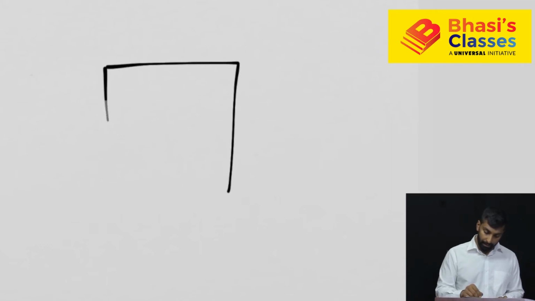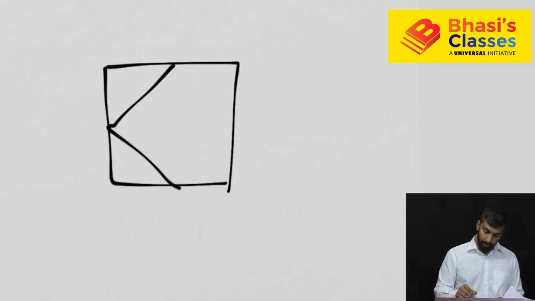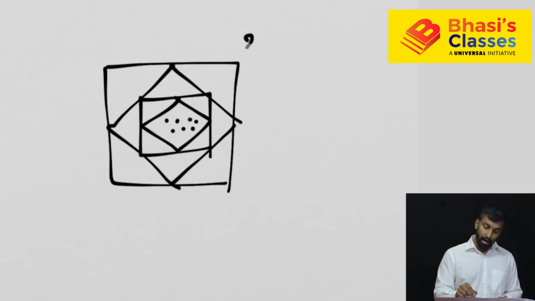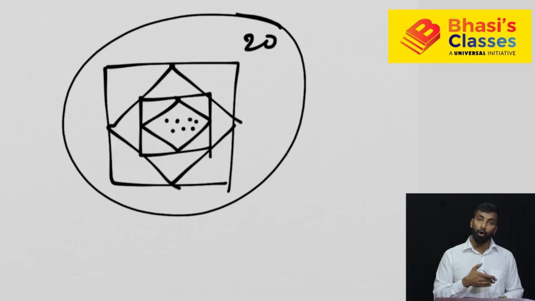So now you get questions like this. You might have seen in previous papers, questions like this. You have a square. Joining the midpoints of the square, you get another square. You join the midpoints again, you get another square, and it continues. And they will give you the outer area or outer side. Let's say the outer side is 20. So you need to find the sum of all the areas.